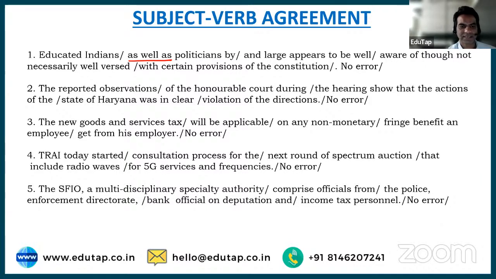Educated Indians as well as politicians. We just read today that if two nouns are joined by any other conjunction except and, we cannot consider the second noun a subject. The subject is only Indians. So Indians is plural, right? So if Indians is plural, the verb should also be plural. But the verb he has used here is appears. Appears is singular. So guys, for Indians, we should have used a plural verb, which should have been appear.